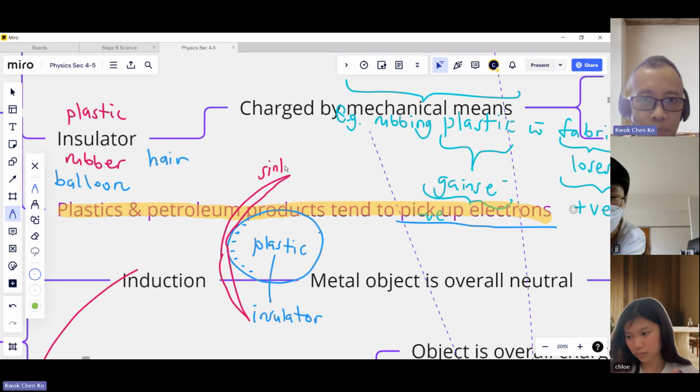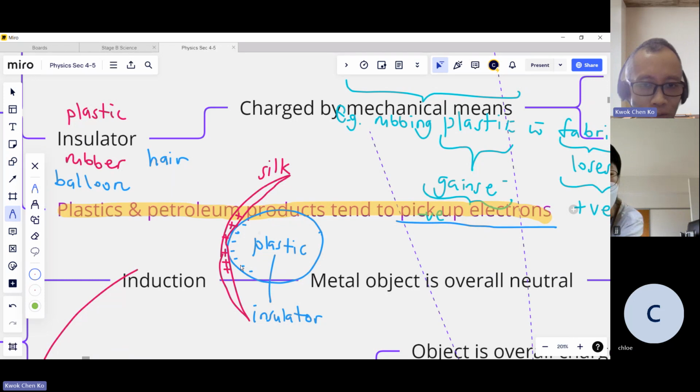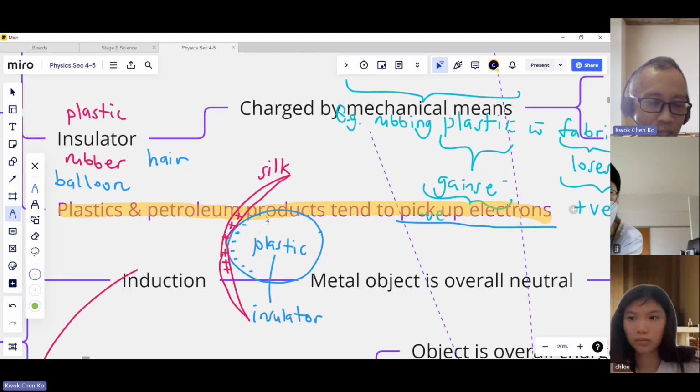Now, as I suppose you can deduce, you can't just use any material, it has to be the right material. So what happens is plastic will pick up electrons from the silk. So obviously the silk itself becomes positively charged because electrons from the silk have passed over to the plastic. If you only rub on this surface, only this surface will become negatively charged and not the entire surface of your plastic ball.